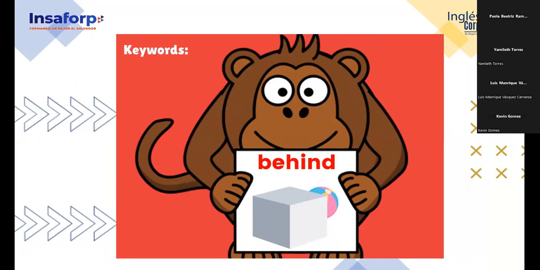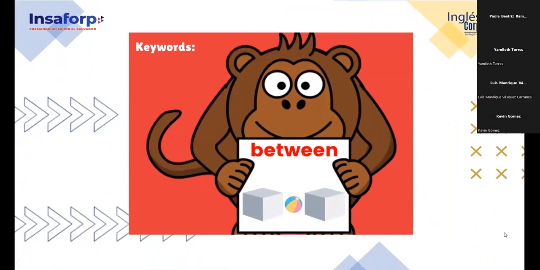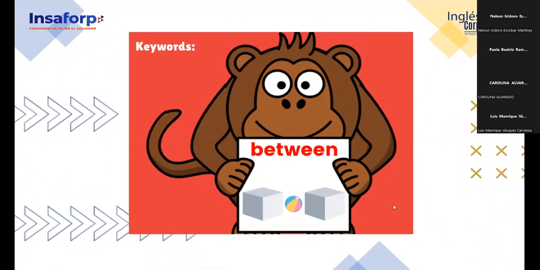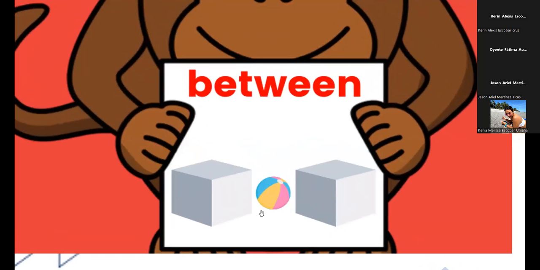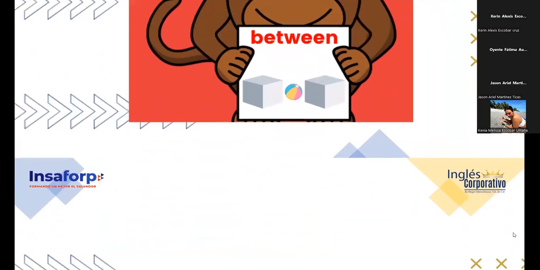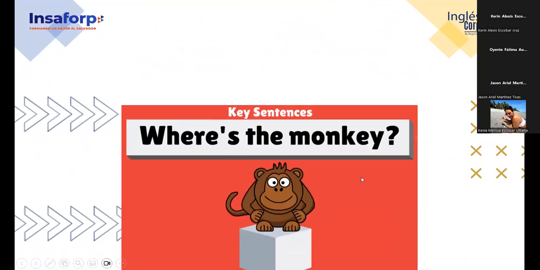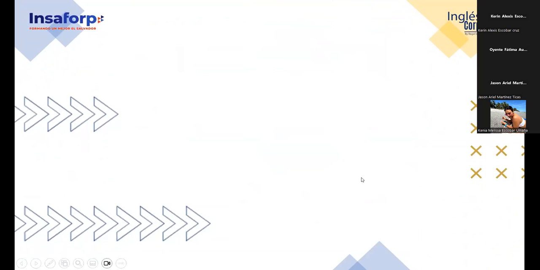Then we have next one. Después tenemos la siguiente. Help me please with this one, Ernesto. Between. Exactly. Between es, miren como pueden ver la imagen, entre, ok, between. Ok, then we have a little bit of practice, ahora tenemos un poquito de práctica.